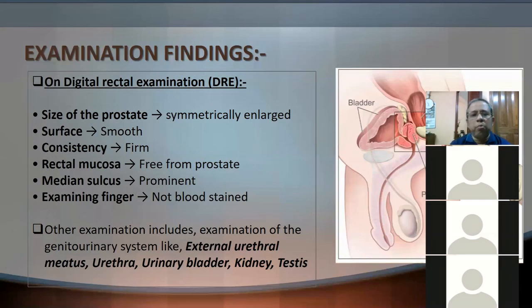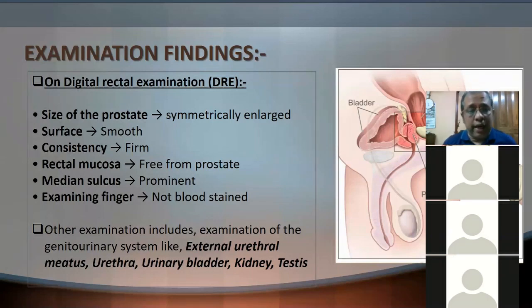That means you put your digit inside the rectum, then you assess the status of the prostate. It is the more authentic examination, which is done directly by the surgeons. All other investigations are indirect ones. It is a direct examination, and it is the key point. The digital rectal examination must be assessed in case of benign enlargement of the prostate.